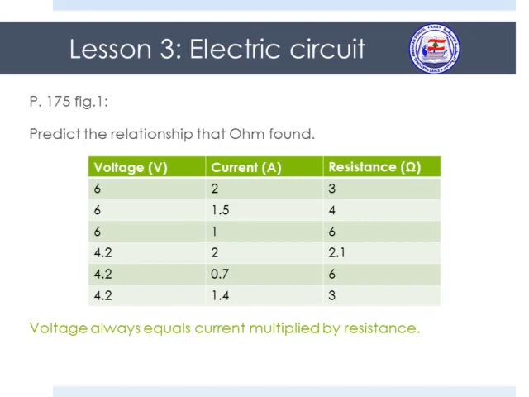4 times 1.5 is equal to 6. And so on if we continue for the rest of the lines. So from this table we can predict that Ohm's law says that the voltage is equal to the resistance times the current.